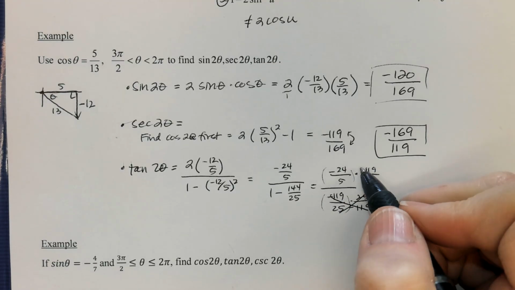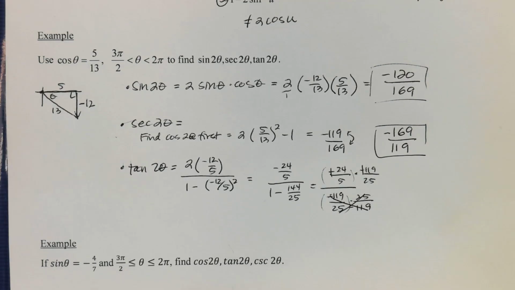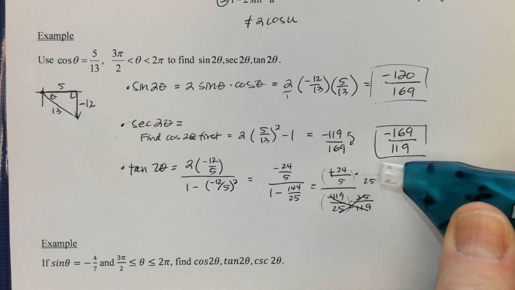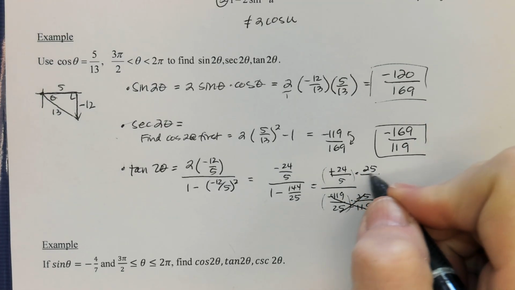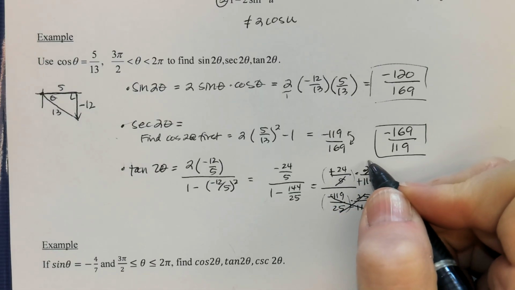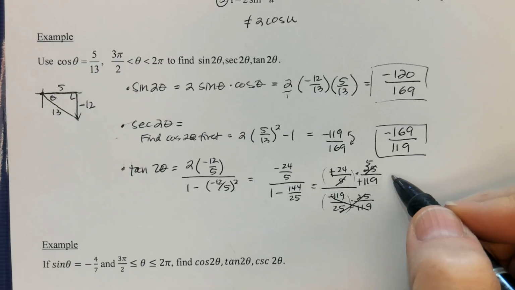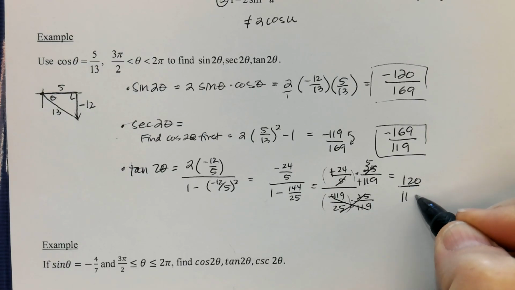So that'll all cancel. I have two negatives. That'll cancel. Oh, geez. I was looking at the wrong thing. I'm flipping it, so the 25 should be on top, and the 119. Negatives still cancel. 5 goes into that 5 times. So then 5 times 24 is 120, and then the bottom was the 119.